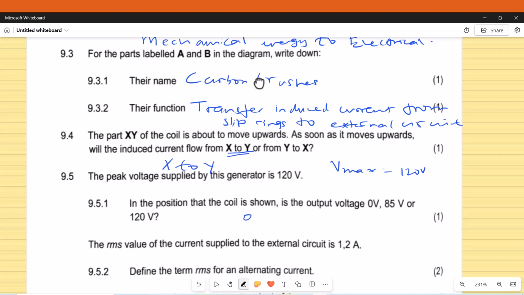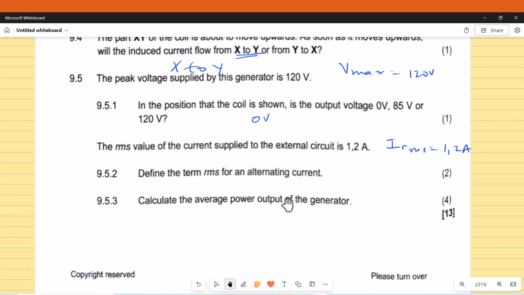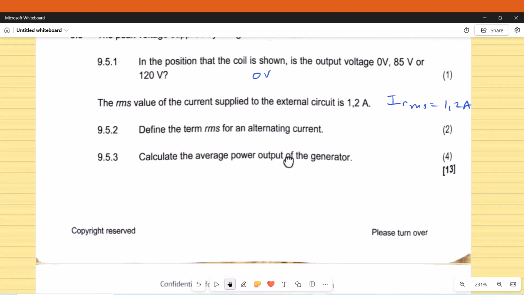Okay, so here it is 0 volts. Then next they said that the RMS value of the current supplied to the external circuit is 1.2 amperes. That's I_rms. What must we do? They said here, define the term root mean square current of an alternating current. I hope you remember, what did we say about the RMS? We said that the root mean square current is the alternating current which dissipates the same amount of energy as an equivalent direct current.